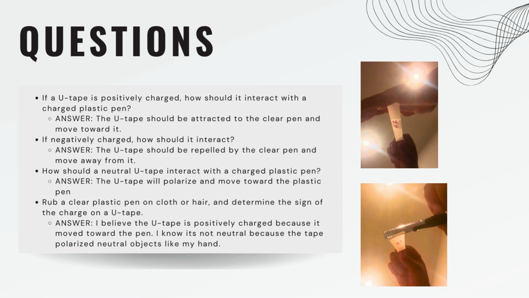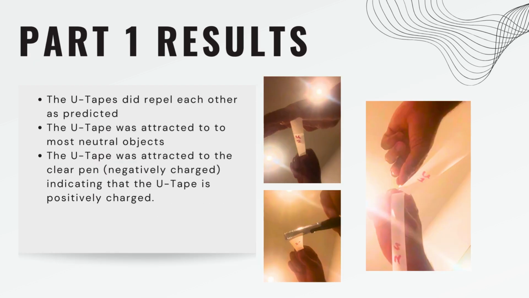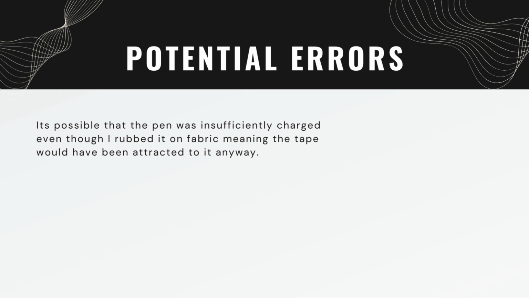So here are my answers to the questions for part 1 of this lab. Overall, the results show that the tape did repel each other as predicted, that the tape was attracted to most neutral objects, and the tape was attracted to the clear pen, which was negatively charged, indicating that the tape is positively charged. A point of potential error is that the clear pen I used was not sufficiently charged, and that in fact it was neutral.